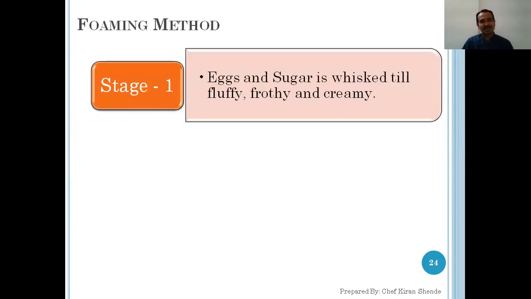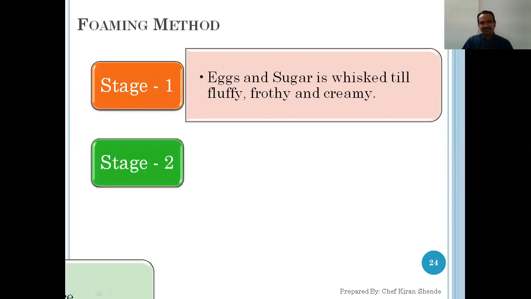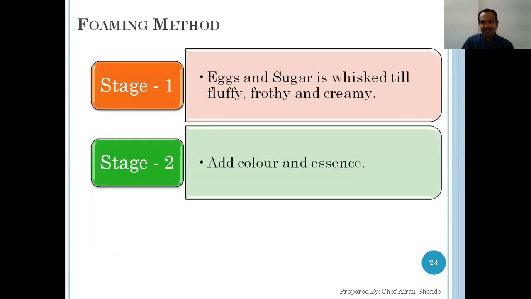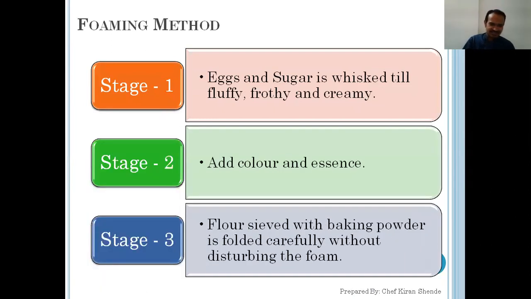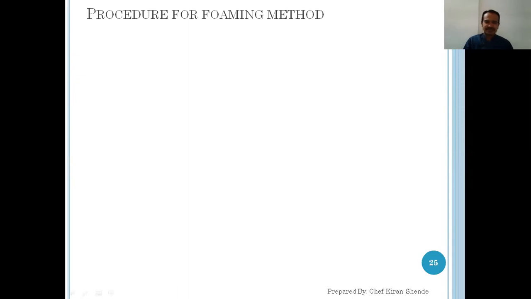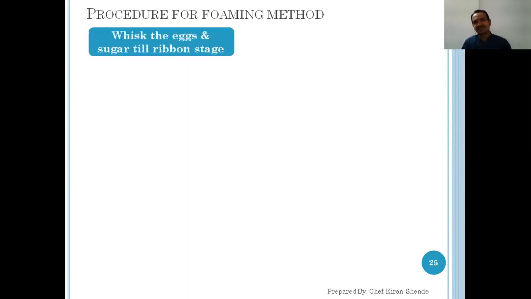Finally, the last method is the foaming method. Stage 1, eggs and sugar are whisked till frothy, soft peaks. Stage 2, you add the essences and color, and in stage 3, you fold in the sieved flour along with baking powder with a cutting and folding method. Ideally, fatless sponge cakes and Genoese sponge cakes are made using this method.